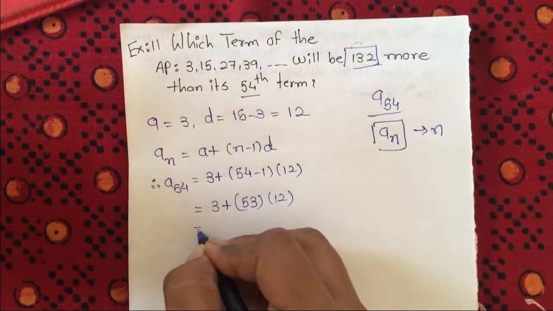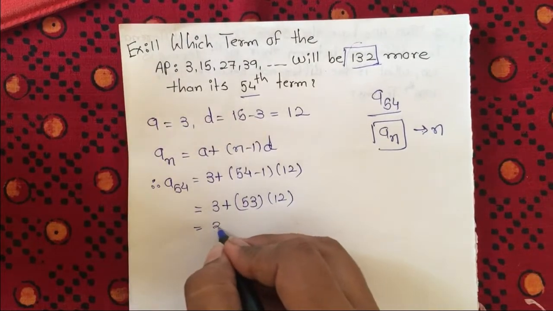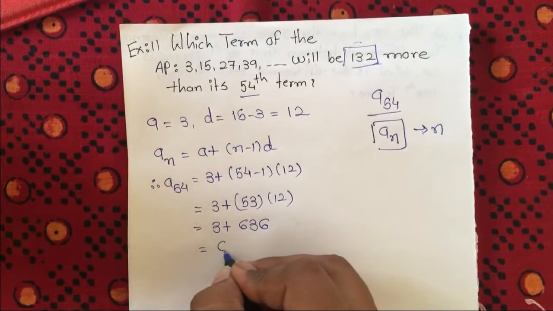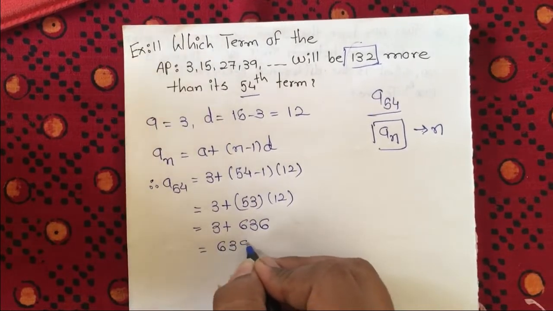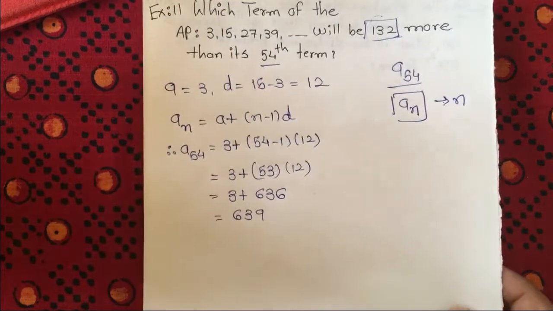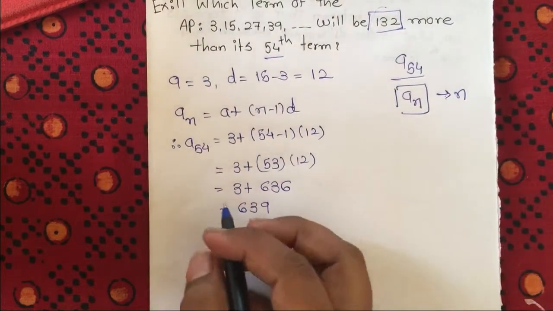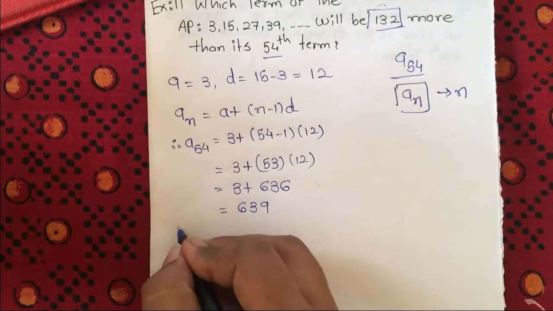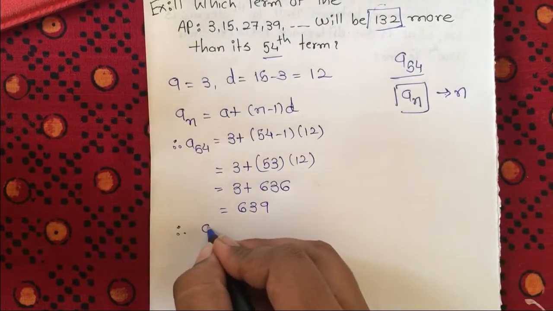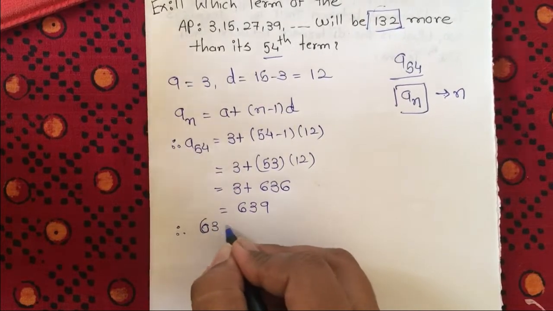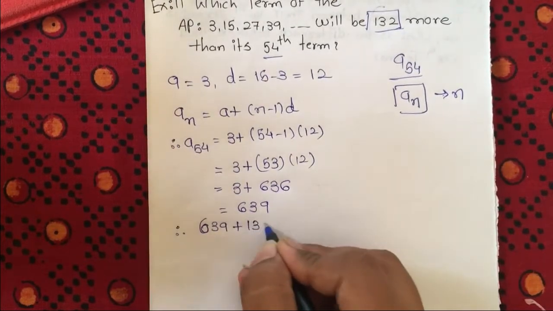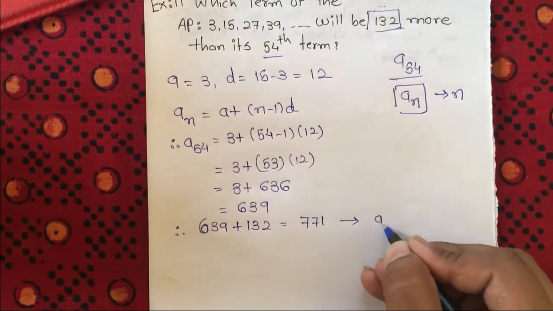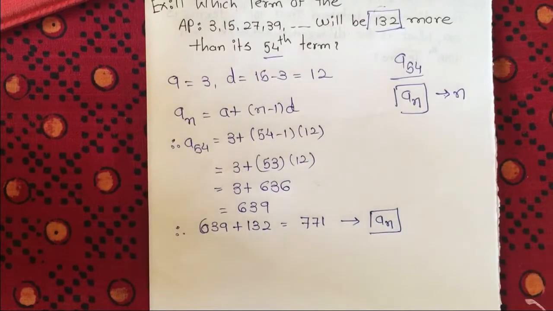So 53 into 12 होता है 636. So this is 3 plus 636. So therefore the term 54 will be 639. Okay, now we have to add this 132 in this term. So therefore 639 plus 132 is equals to 771. So this is AN, ये हमारे लिए AN हो जाएगा.